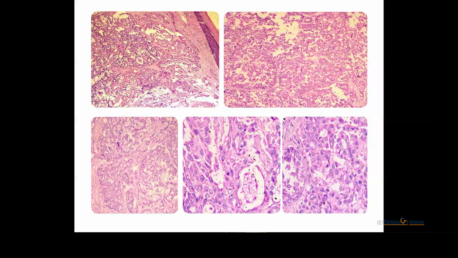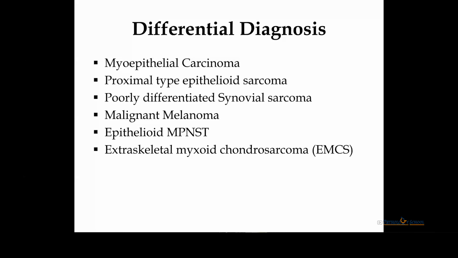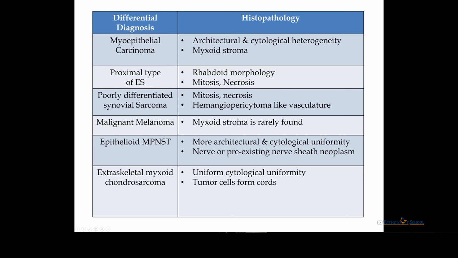So on the basis of this histomorphology, we thought of the following differential diagnosis. First of all, myoepithelial carcinoma. Then we thought of proximal type epithelioid sarcoma, poorly differentiated synovial sarcoma, malignant melanoma, epithelioid MPNST, and extraskeletal myxoid chondrosarcoma. So we tried to narrow down our differential diagnosis on histology.